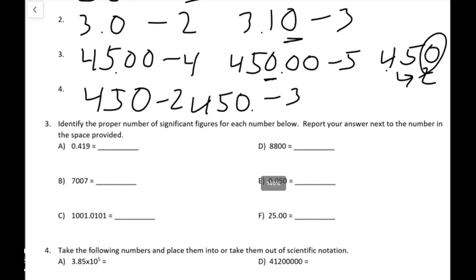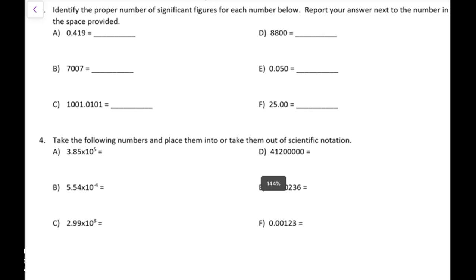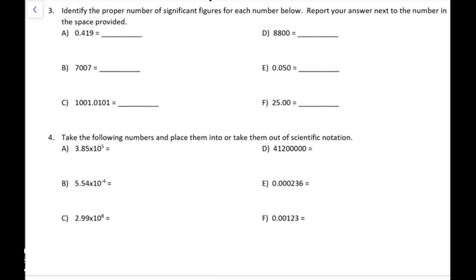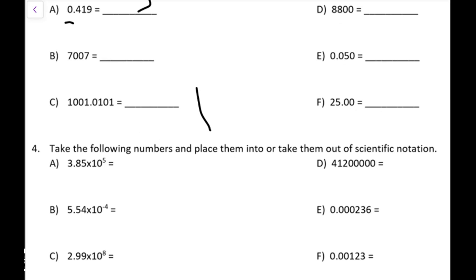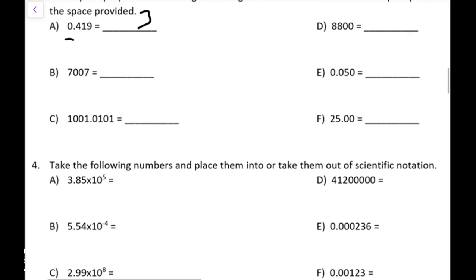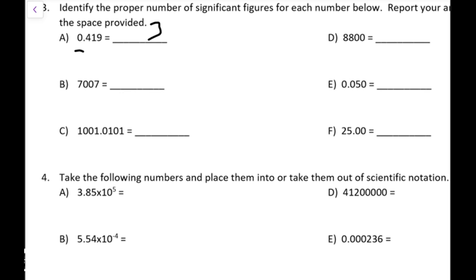All right. So if we look at some examples here, so 0.419, this has 3 sig figs. That leading 0 is not significant there. 7,007, these 2 zeros are significant, and so this has 4 significant figures. And these 2 are significant because they're between 2 other significant numbers. 1001.0101, all of these are significant because you have an ending 1 and a beginning 1. So everything in between that is significant. So there's 8 sig figs there.